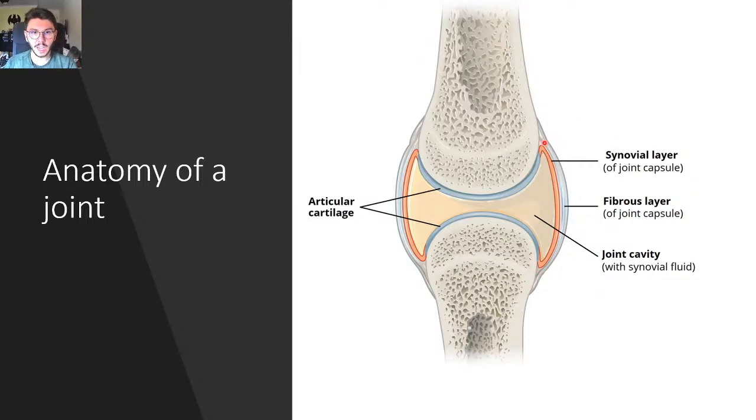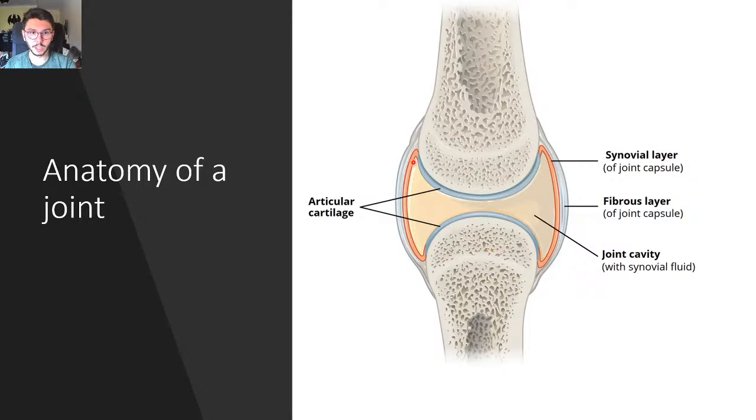And this fibrous part is continuous with the periosteum. This periosteum, it keeps coming back to us. It's what attaches tendons and muscles to the bone, but it also encapsulates a joint. So periosteum, very important. It's a connective tissue.